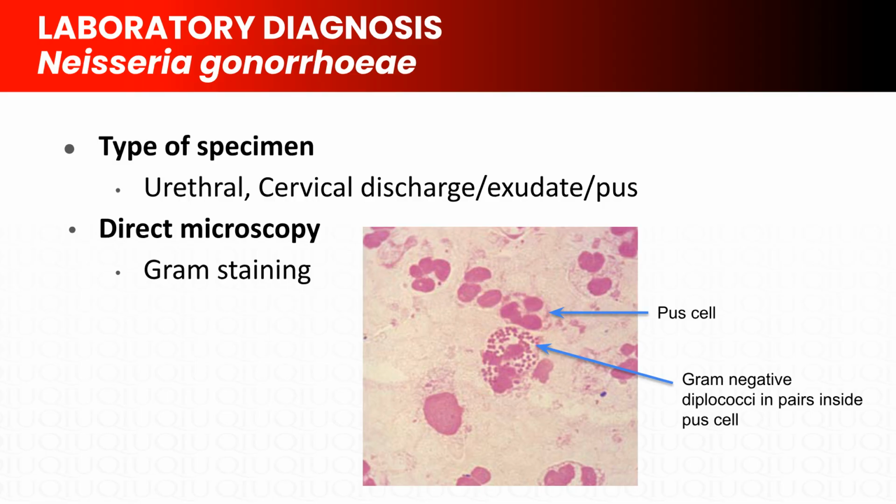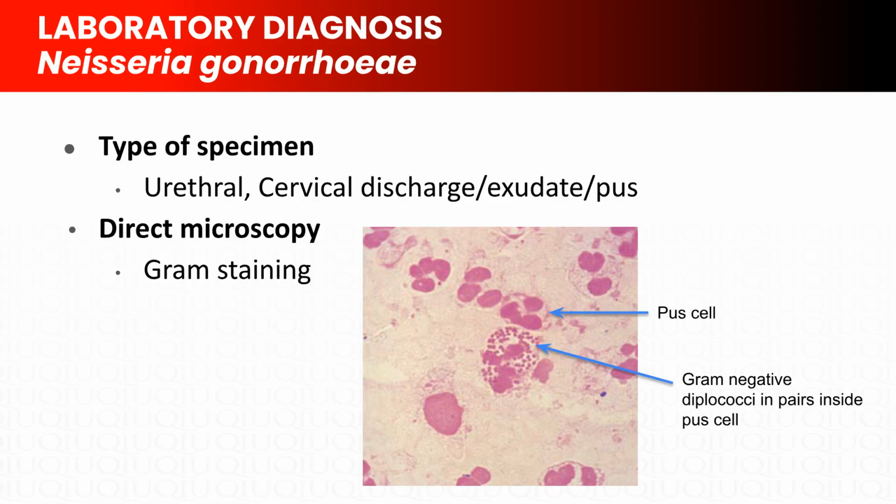Within these neutrophils, you can observe the characteristic gram-negative diplococci, appearing as pink or red pairs, with the coffee bean morphology we discussed earlier. This intracellular location, bacteria inside the neutrophils, is highly characteristic of gonococcal urethritis. We describe this as intracellular gram-negative diplococci within polymorphonuclear leukocytes.